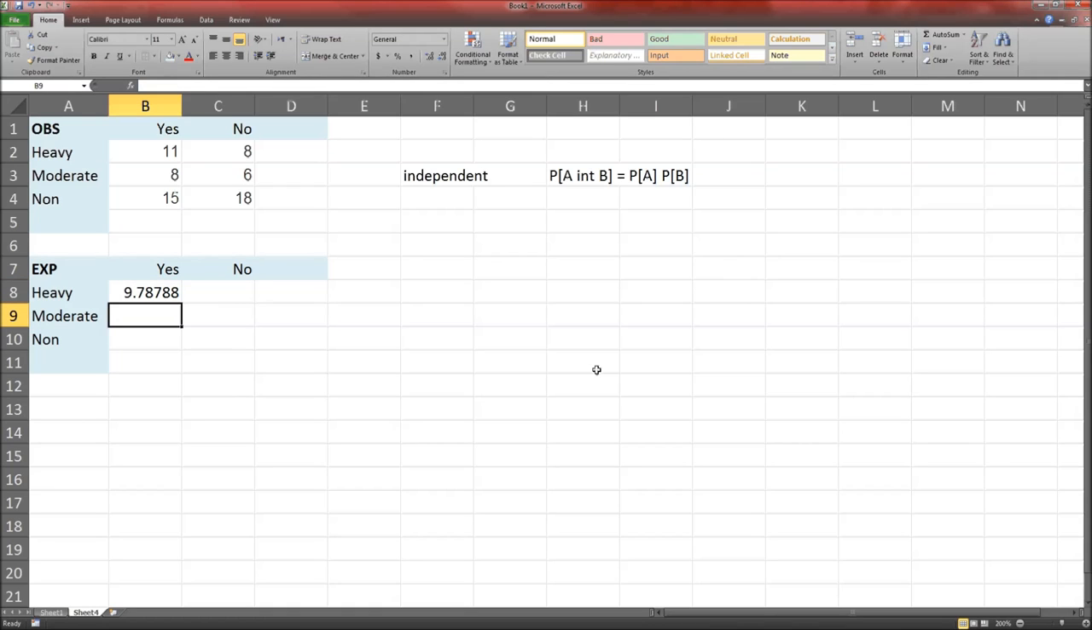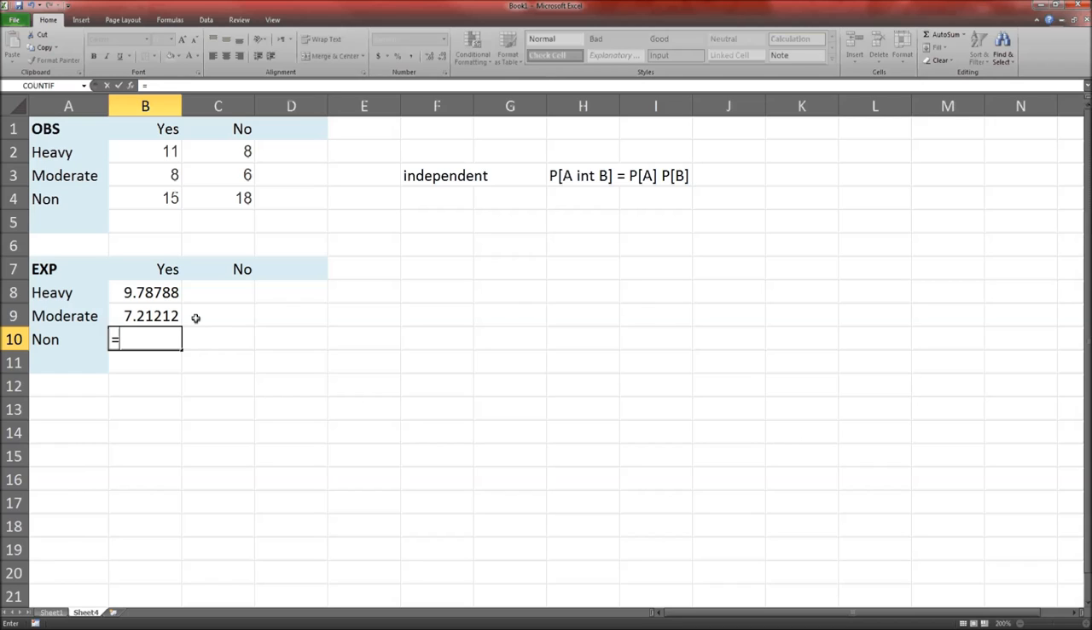Let's go ahead and do that for moderate. So this is equal to the probability of moderate, 8 plus 6, which is 14, divided by the sample size, times this 11 plus 8 plus 15, 34, divided by the sample size, and then that thing multiplied by the sample size. So if the two variables are indeed independent, we would expect moderate smokers who have been in an accident to be 7.212121.